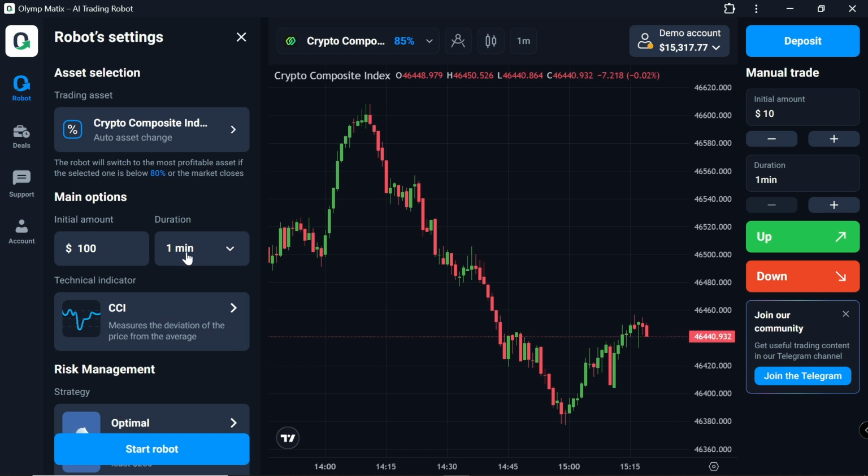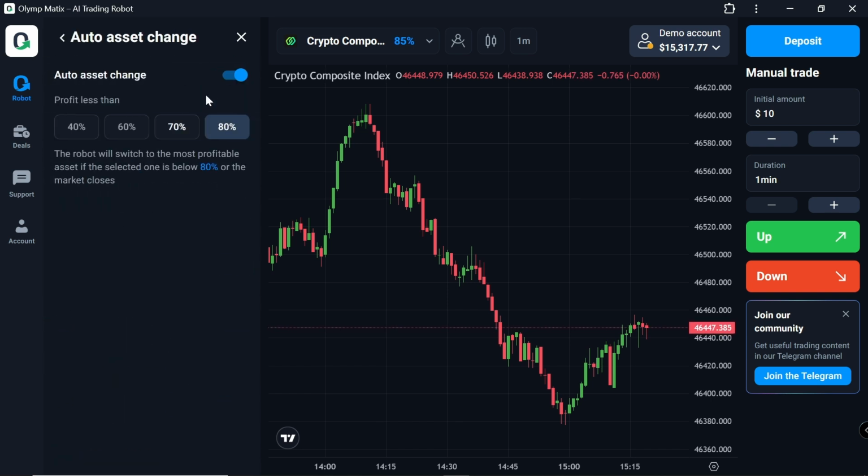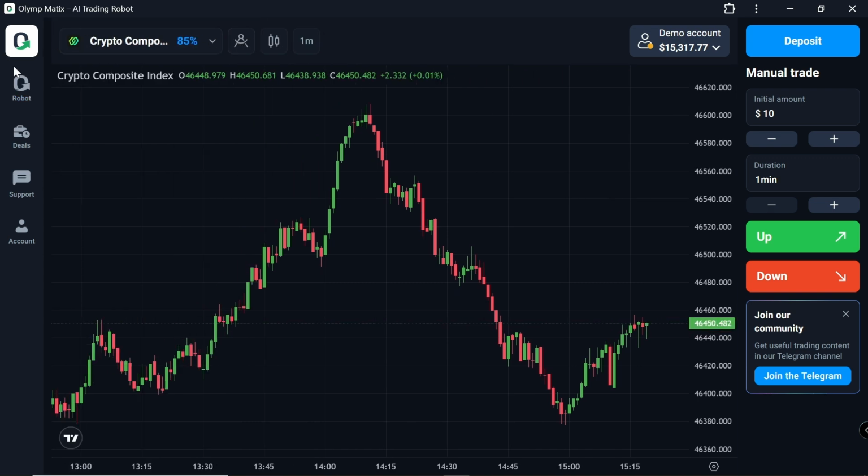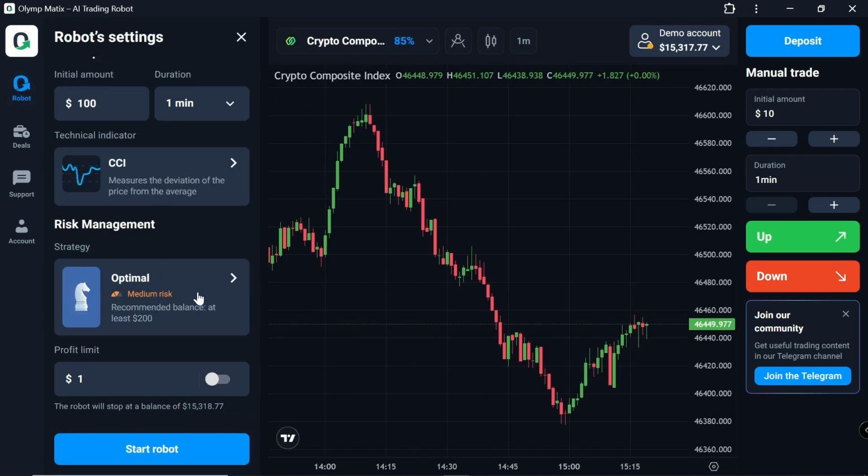So with that said, the trade duration is going to be on 1 minute, and making sure that your crypto combo site is also chosen there. And I'm going to be using it as well there, right? So what I'm gonna do right now, I'm gonna start the robot because I've set up everything and everything is in order, right? And I'm going to be using optimal risk. So let's go.